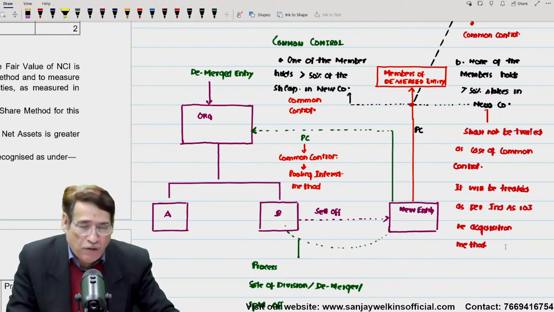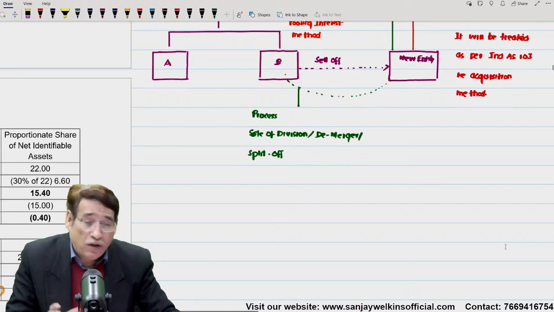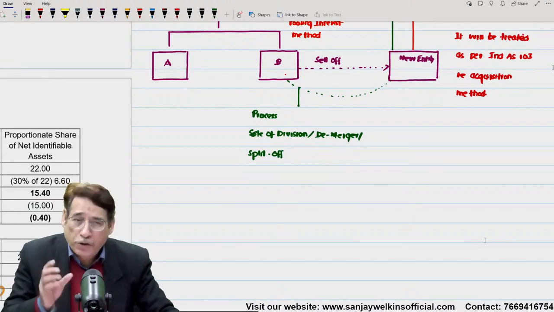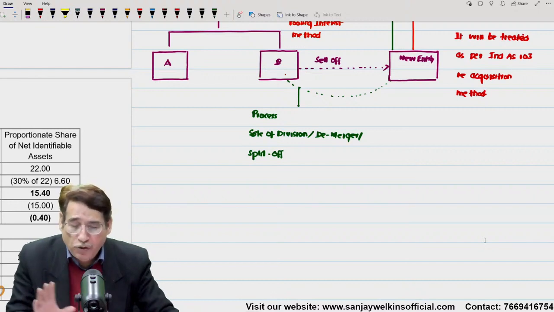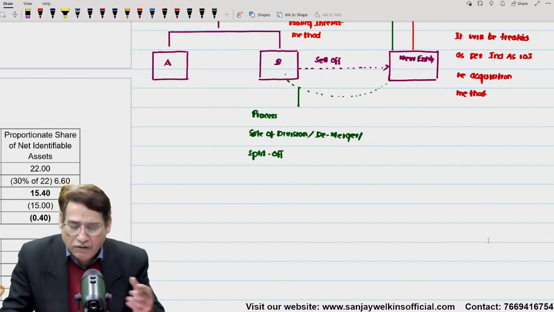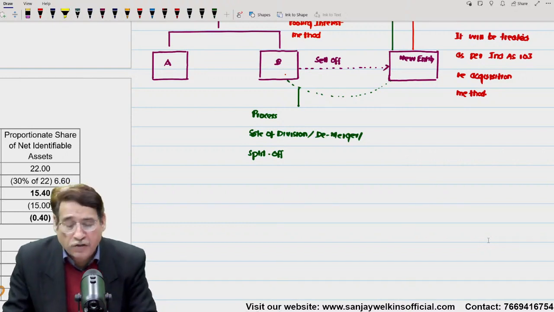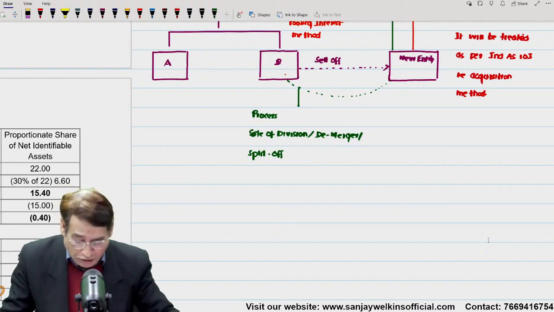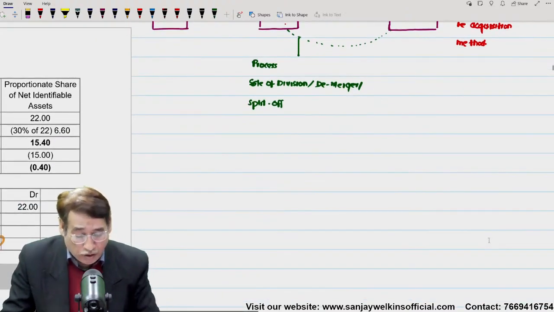Under Appendix C, we are given that under common control, in the books of the acquirer, assets and liabilities will be taken over at book value, number one. And secondly, it is also given that whatever differences arise will be adjusted through capital reserve, but I am going to explain that in a short while. Now we come to the next point.